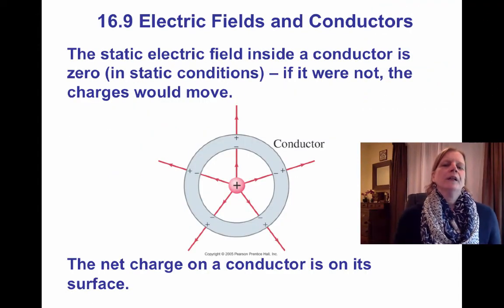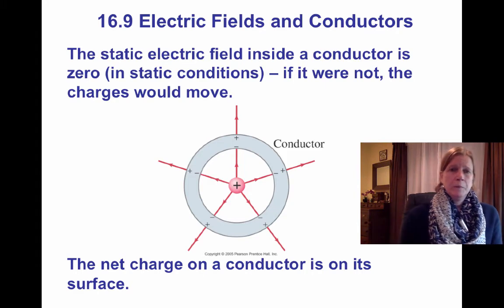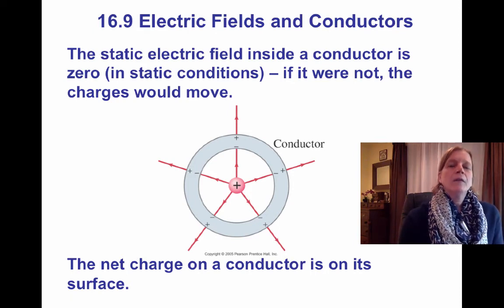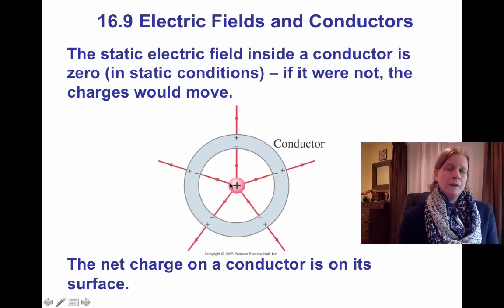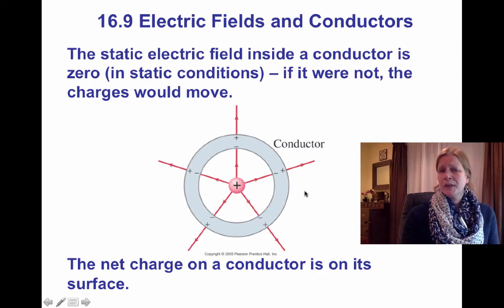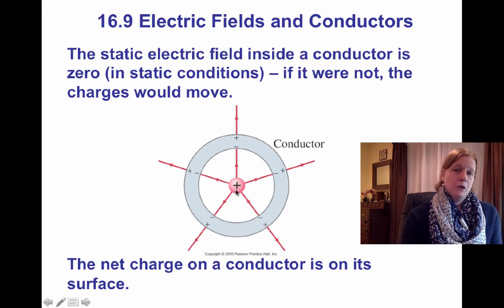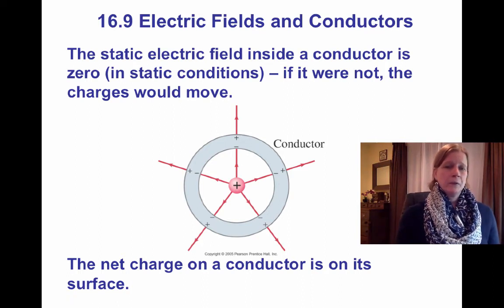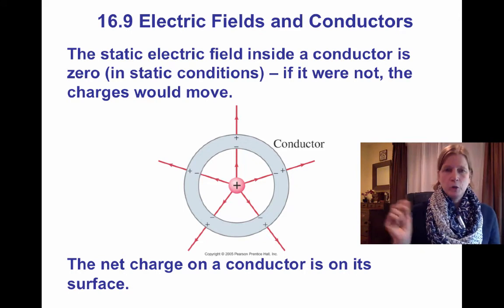All right. What about if you have a conducting material? So section 16.9 is electric fields and conductors. So here we have a conductor, and there's a positive charged object inside it. So you can think of this as, say, a metal washer. And somehow we've placed some positive charge inside there. What happens in the conductor? If we have a static electric field, and that's all we deal with in chapter 16, we don't have currents yet, where charge is moving.